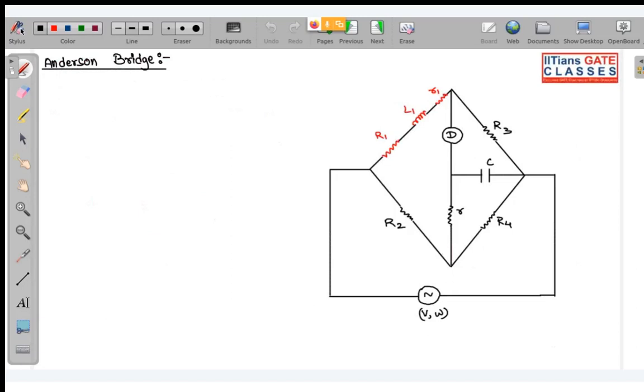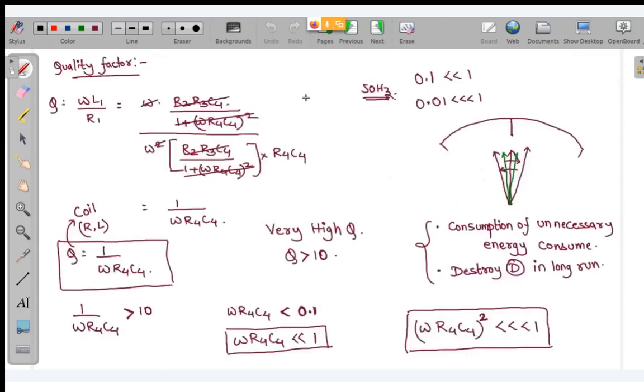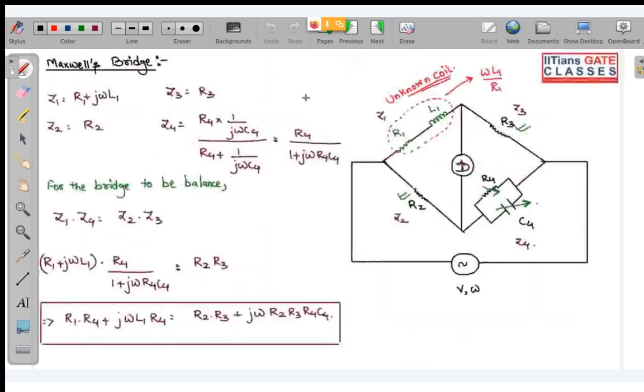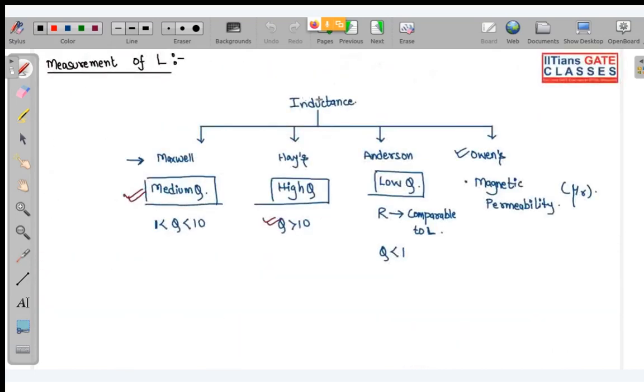Okay. So now let us start with Anderson bridge. So Anderson bridge, as I have told you, it is actually a bridge that is used for measurement of inductor having low quality factor. You can see. Okay. So I have written Anderson bridge is used for quality factor of a coil that is very low or less than 1. Okay.